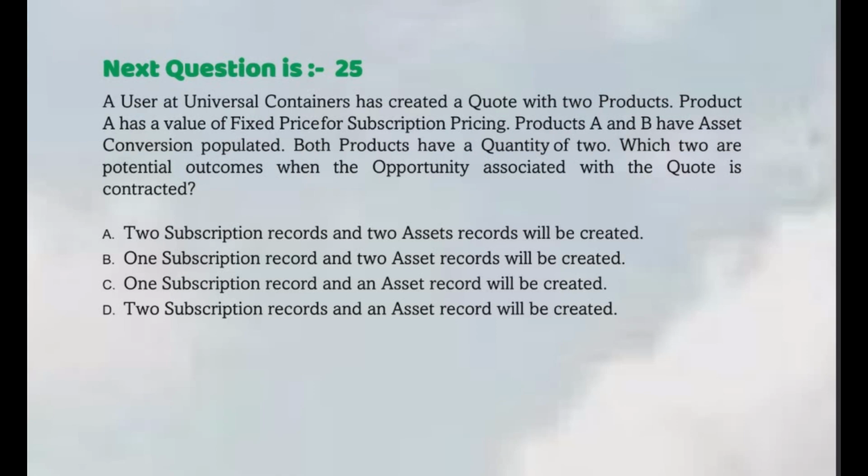Option A. Two subscription records and two asset records will be created. Option B. One subscription record and two asset records will be created. Option C. One subscription record and an asset record will be created. Option D. Two subscription records and an asset record will be created. Correct answer is option B and option C.